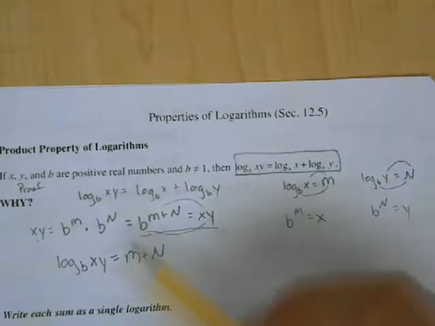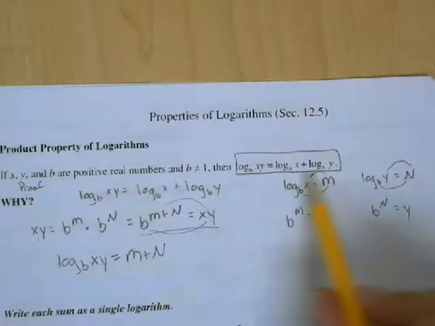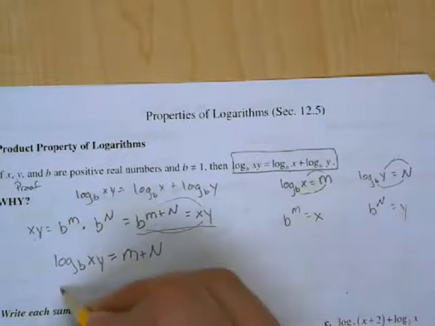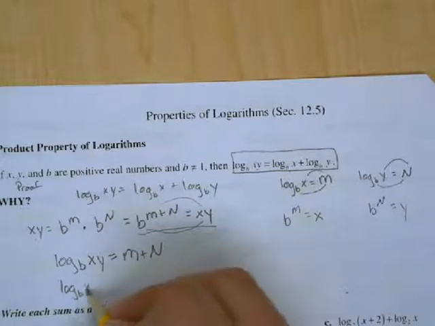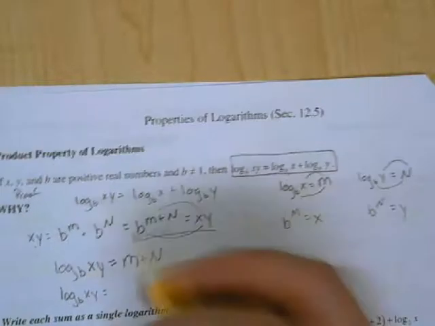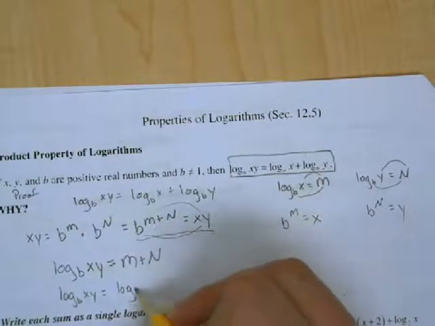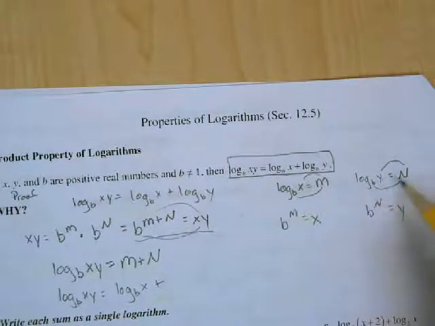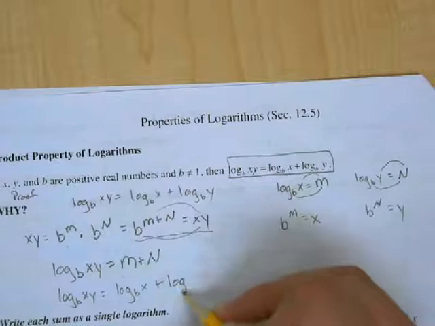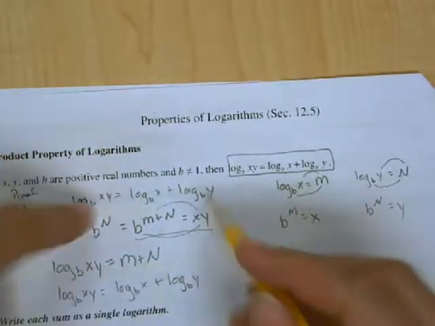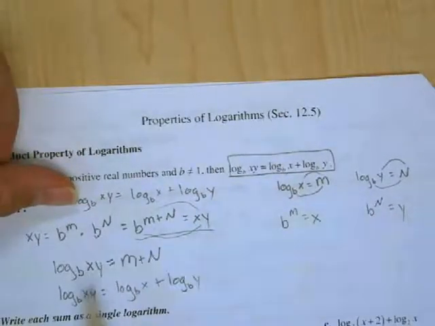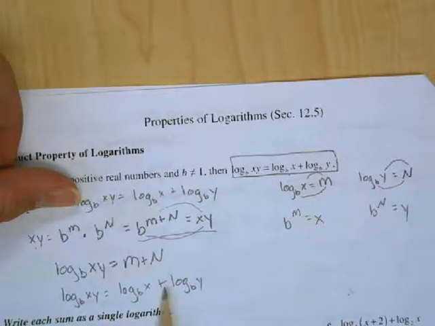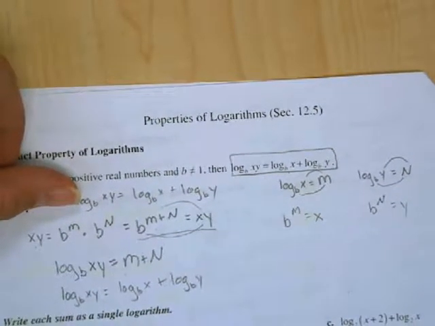Well, that's simple. What is m equal to? Well, I wrote it up here. m is equal to log base b of x. So log base b of xy is equal to, the m is log base b of x, plus the n is equal to log base b of y. Okay, so we're able to go full circle. So that is proof that the log base b of xy is equal to log base b of x plus the log base b of y. Okay, so that would be the end of the proof.